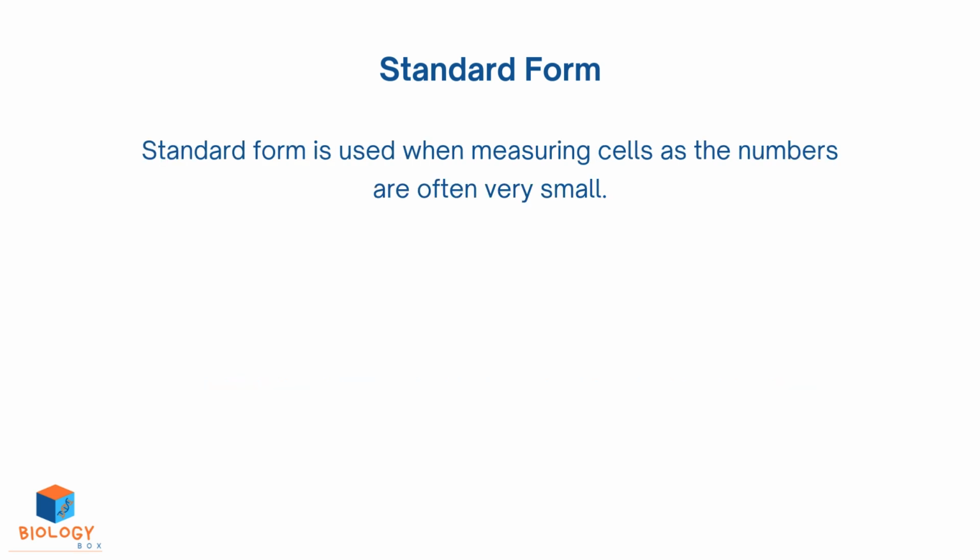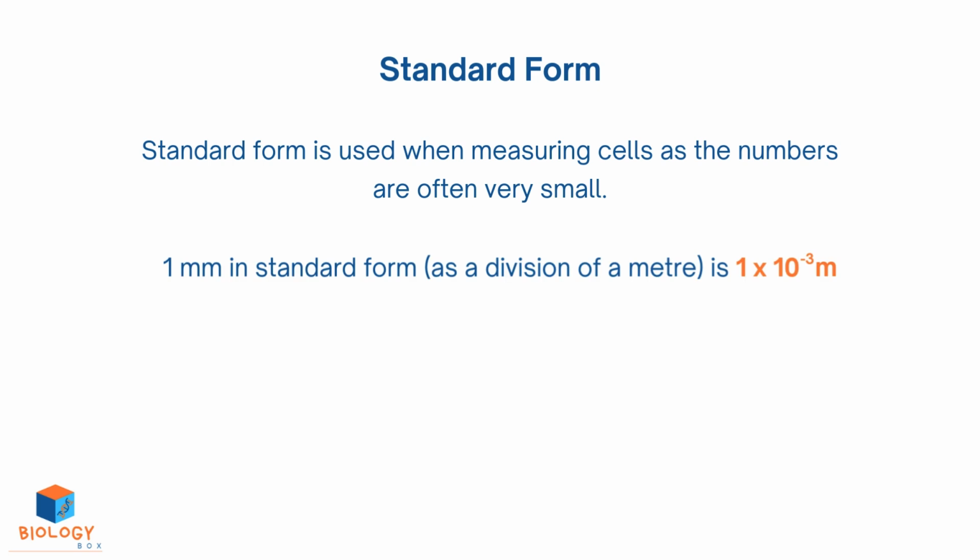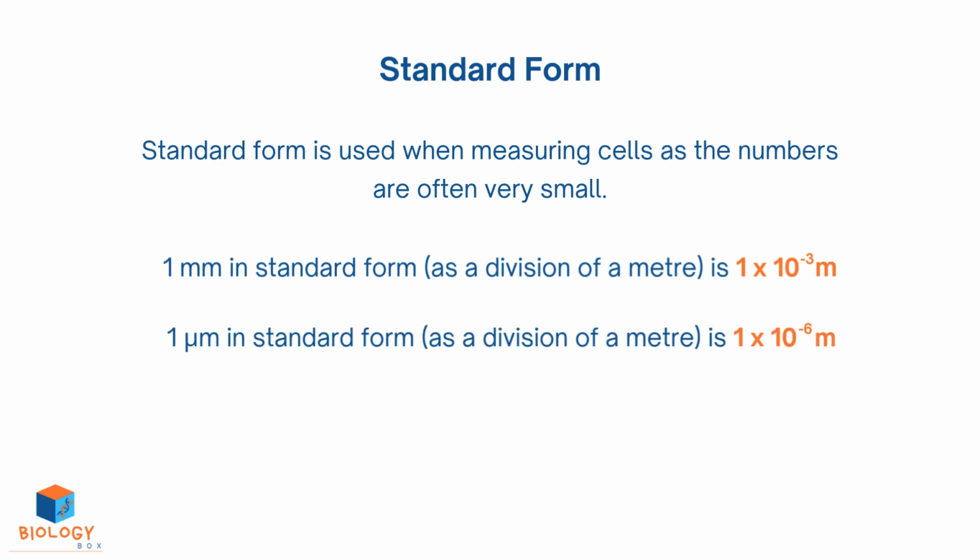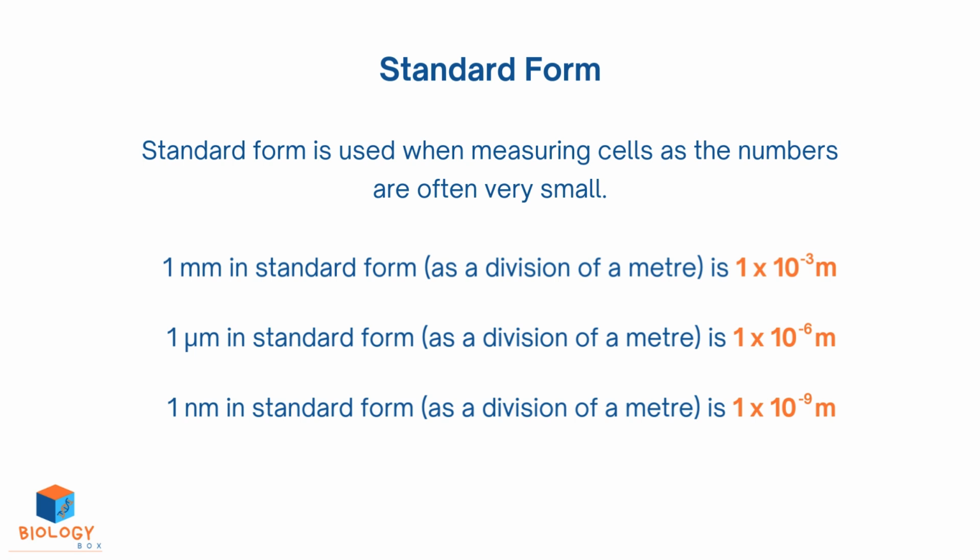Standard form is used when measuring cells, as the numbers are often very small. 1 millimeter in standard form, as a division of a meter, is 1 multiplied by 10 to the power of minus 3 meters. 1 micrometer in standard form, as a division of a meter, is 1 multiplied by 10 to the power of minus 6 meters. 1 nanometer in standard form, as a division of a meter, is 1 multiplied by 10 to the power of minus 9 meters.